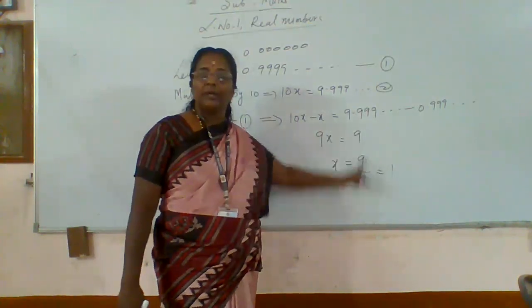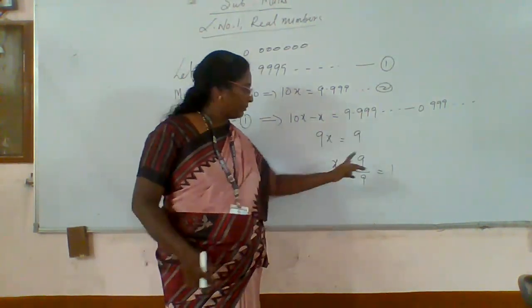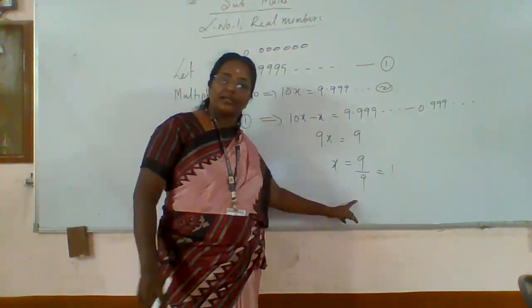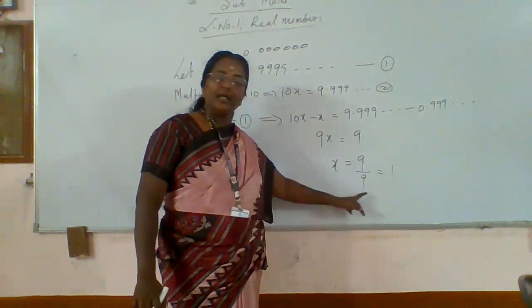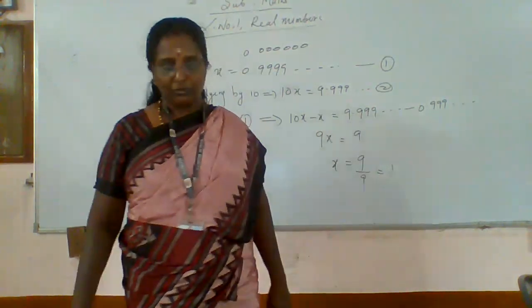x is equal to 9 by 9 equal to 1. So if you want to write the p by q form, write it as p by q only, 9 by 9. Therefore, 9 and 9 are integers and 9 is not equal to 0. Okay, so what is the surprise? Clear?